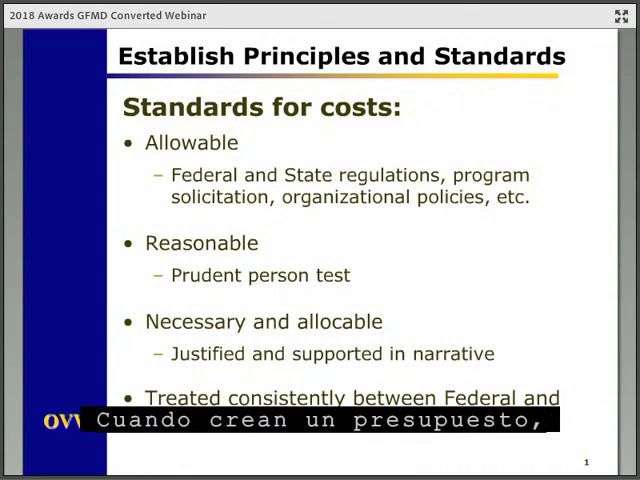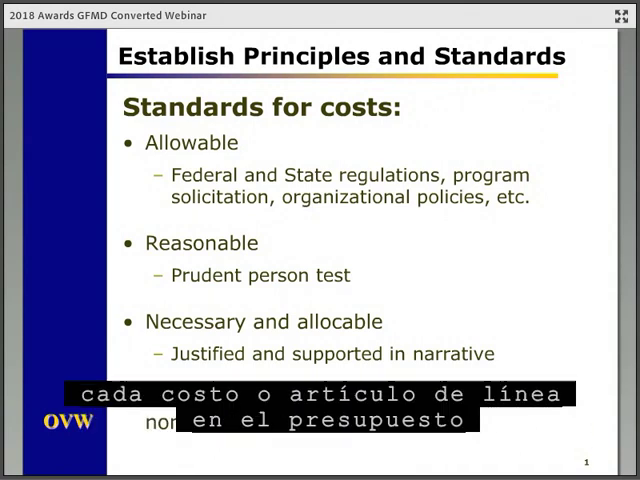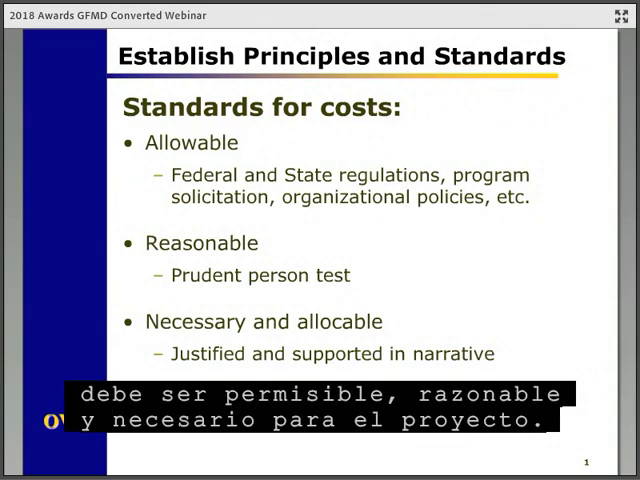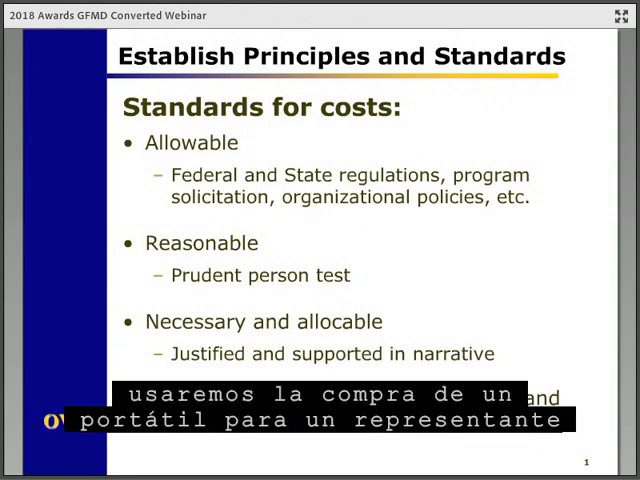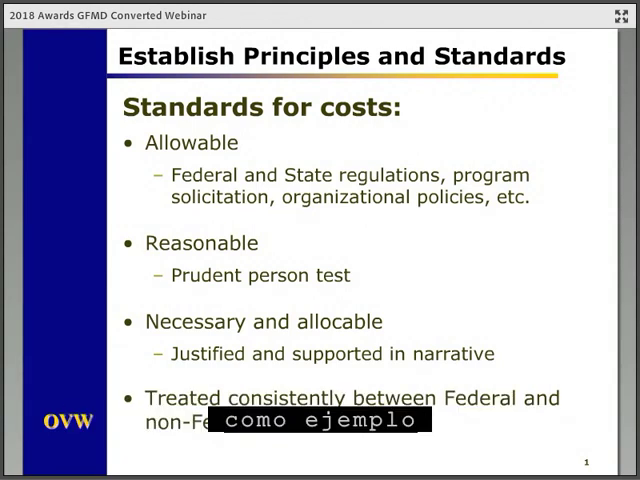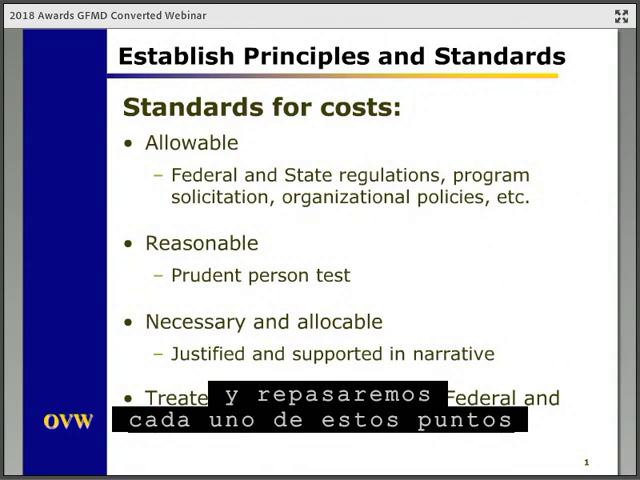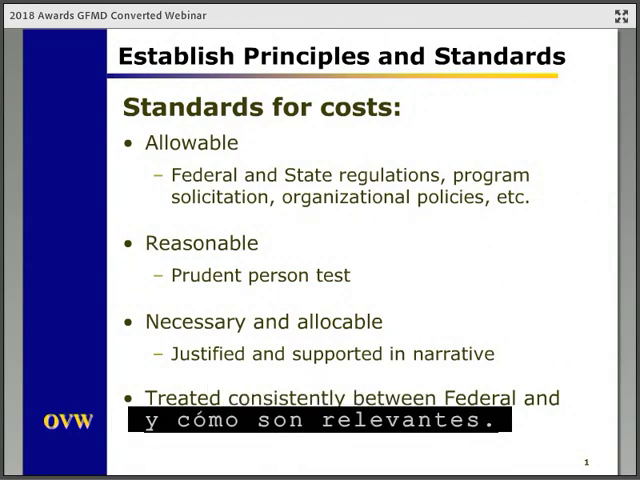When you're creating your budget, each and every cost or line item in the budget should be allowable, reasonable, and necessary to the project. For this discussion, we'll use the purchase of a laptop for an advocate as an example and go through each of these bullet points and how they're relevant.